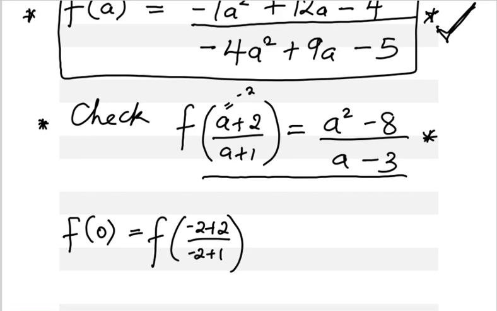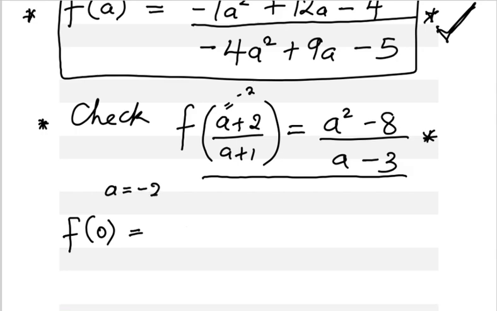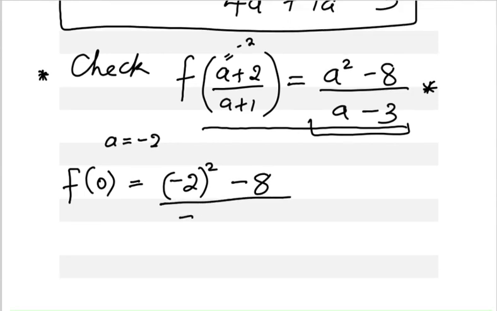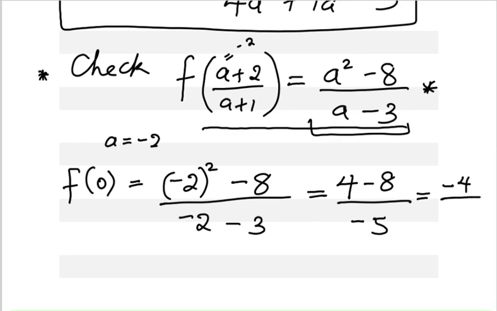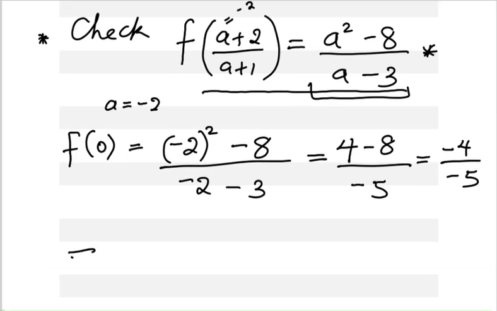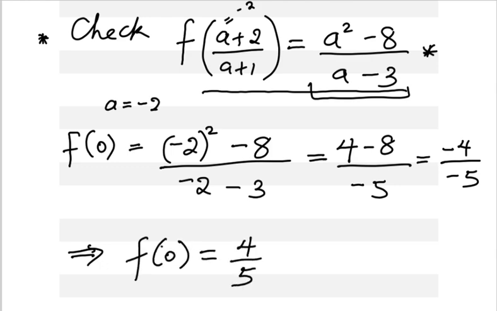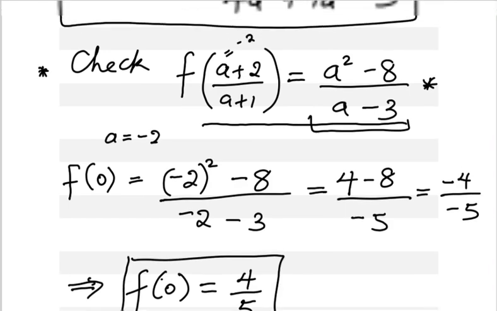So I can erase it, but this is the condition, that a is equal to negative 2. Let us apply it to the right hand side. We're going to have negative 2 squared minus 8 all over negative 2 minus 3, and this is simply 4 minus 8 over negative 5, and this is negative 4 over negative 5, which implies that our f of 0 is 4 over 5, and this we did using the initial function given to us.